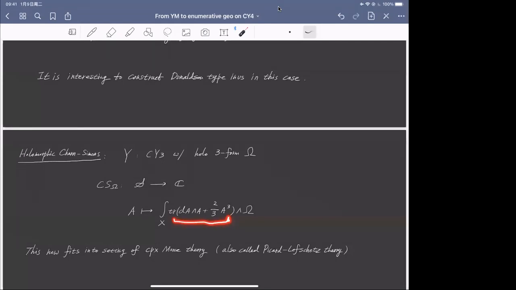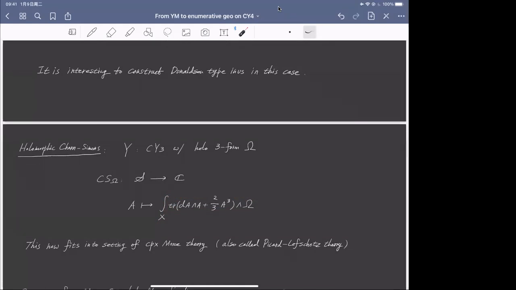Okay, so we need an extra three-form. But now the Calabi-Yau threefold has a distinguished holomorphic three-form. We can put it here and do this integration. So this degree matches with the dimension. So it makes sense to do integration.